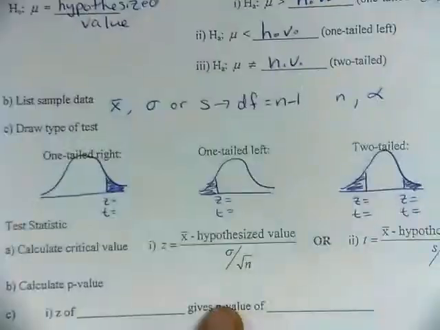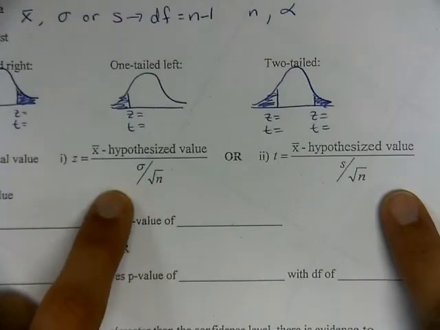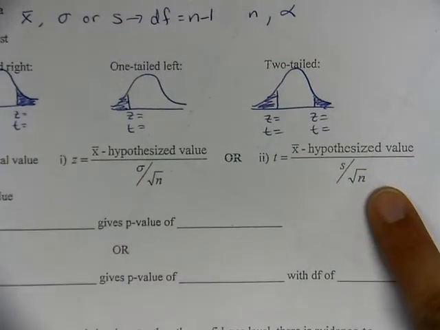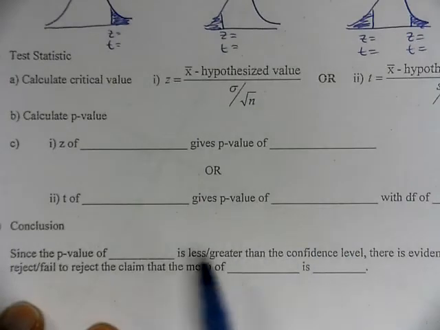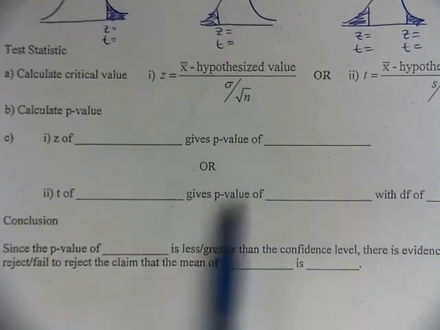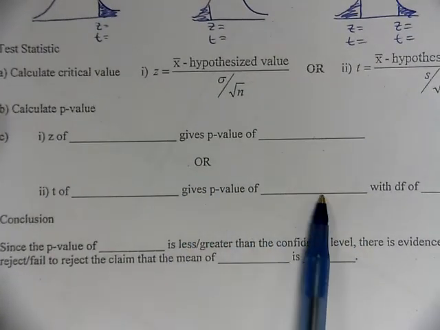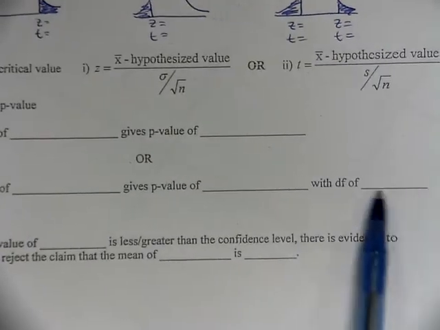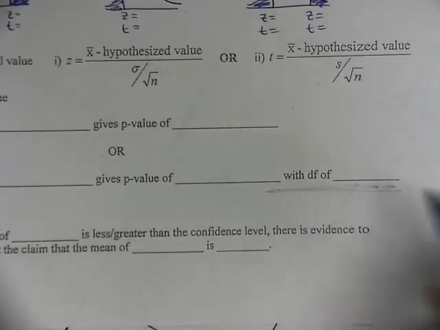Okay? So again, they're pretty much the same. One just has sigma and one has s. And then you either get a z of whatever gives us a p-value of whatever, or a t gives us a p-value of whatever with degrees of freedom. So if you do t, you got to add in the degrees of freedom.